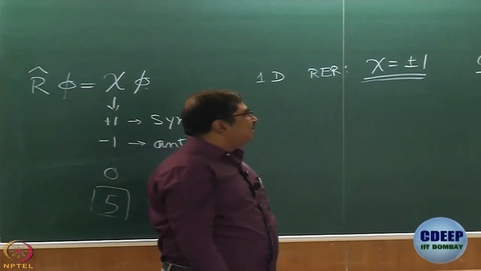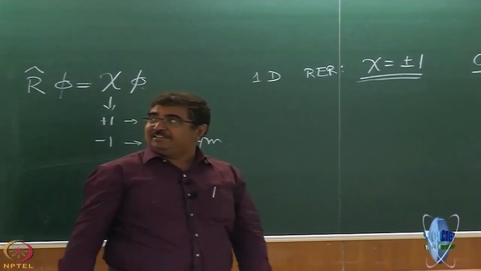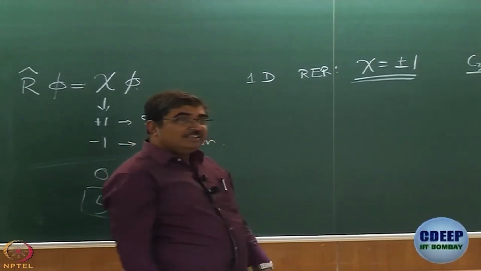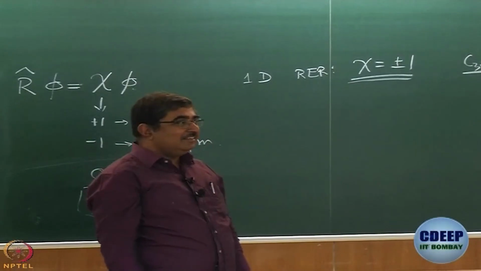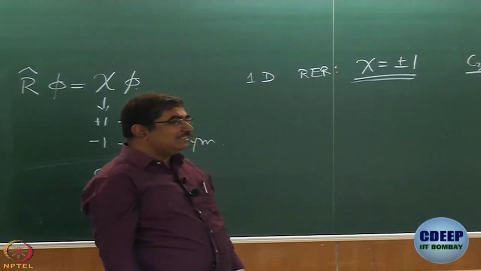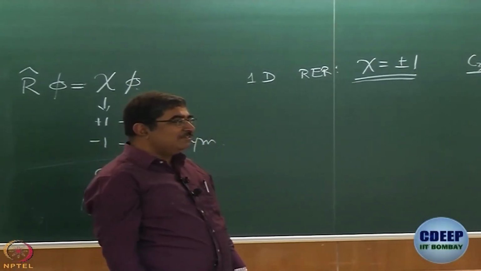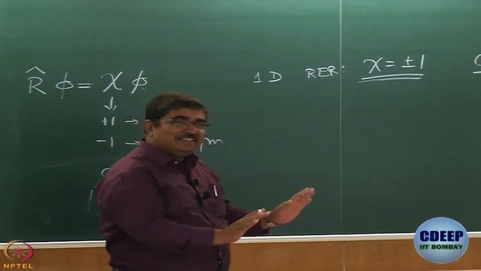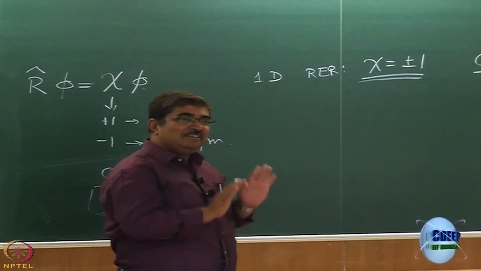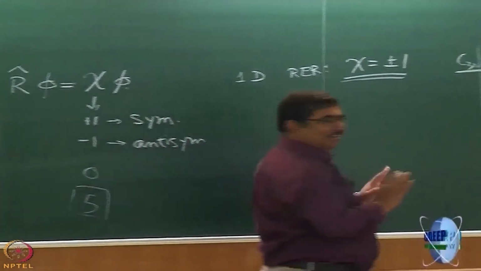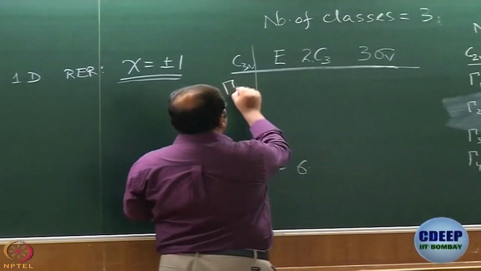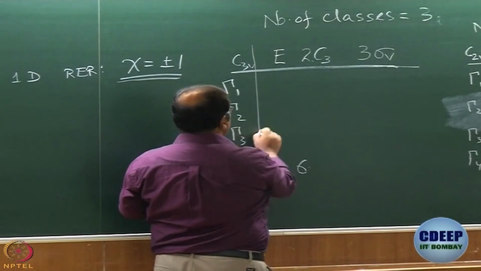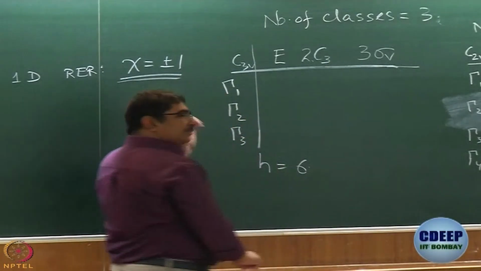How many irreducible representations will be there in C3V? 6 or 3? 3. So, make up your mind, you are oscillating between 3 and 6. 3 is the global minimum, we converge to that. Okay. So, gamma 1, gamma 2, gamma 3, all right.